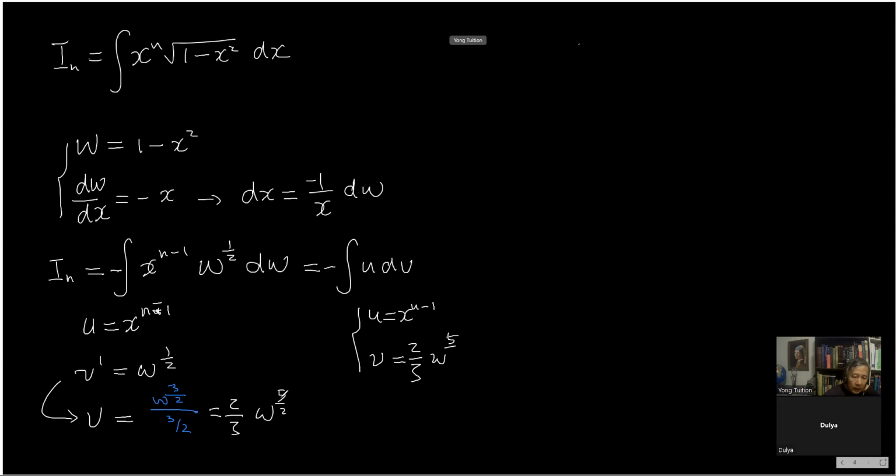Now my writing is wrong. This is 3 over 2, right? Yeah, you are right. 3 over 2. Okay, we got it. So then we just use integration by parts. Let UV, take integration of VU, V du, okay? So what is du from here?